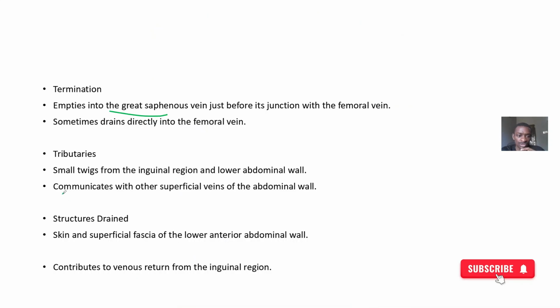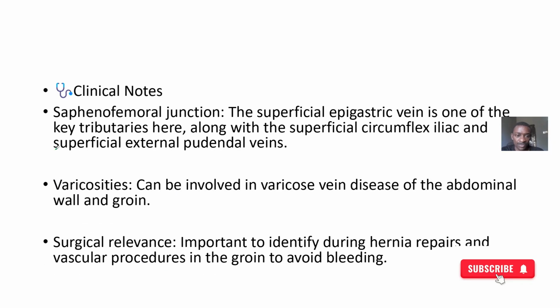So tributaries, we have small twigs from the inguinal region and the lower abdominal wall, which communicate with other superficial veins of the abdominal wall. It drains the skin and the superficial fascia of the lower anterior abdominal wall. It contributes to the venous return from the inguinal region. So it's very important in the saphenofemoral junction, in varicosities, and it's also very important in all those surgeries that are done around that region.